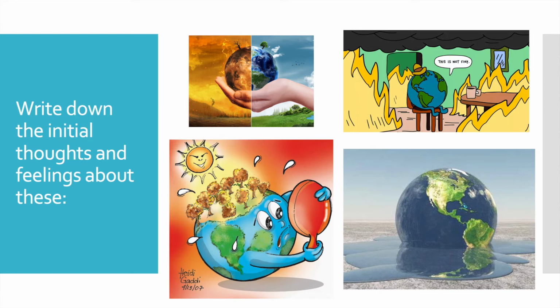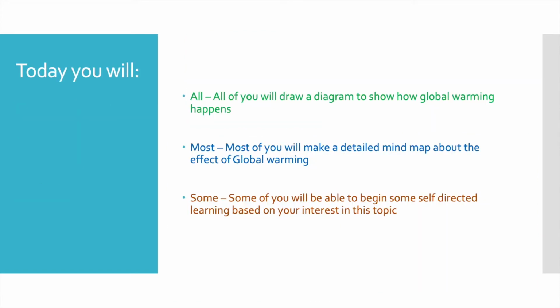Brilliant, there we go. So, on to the next one. Today, all of you will draw a diagram to show how global warming happens. Most of you will make a detailed mind map about the effects of global warming, and some of you will be able to begin some self-directed learning based on the interests within this topic.